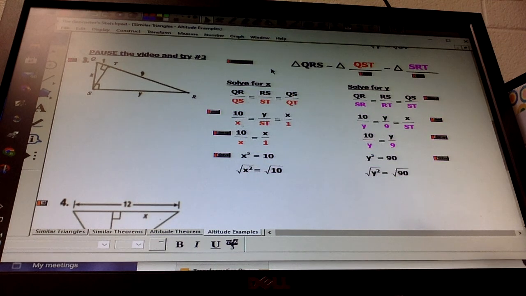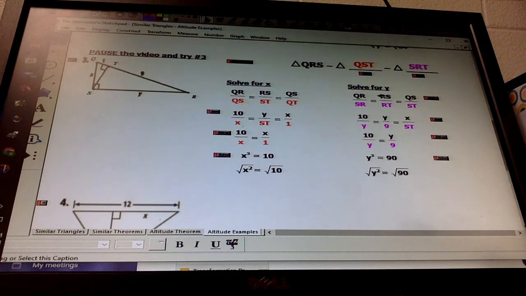This is what you should get. So to get x, again, x is this QS, you're using the big one and the small one. So once you plug in what you know, you're using this first ratio and this last ratio. Cross multiply and take square root. That's the square root of 10. Again, you can get the decimal of that, but we're going to leave it square root of 10.